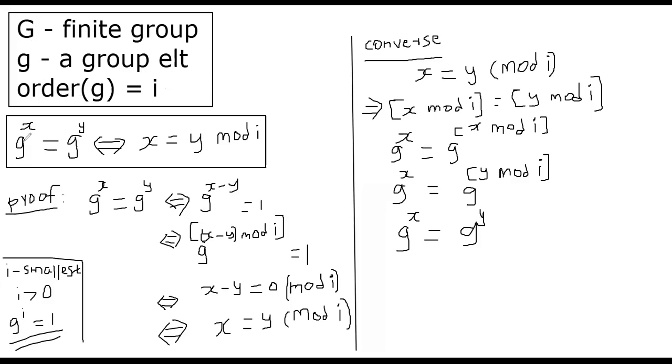So the proposition is that g power x equal to g power y implies x congruent to y mod I. It is not only one direction, but it's also the other direction. If x is congruent to y mod I, we can also conclude that g power x is the same as g power y. I will prove this, but I wanted to first show you an example. So g power x is equal to g power y if and only if x is equal to y mod I.